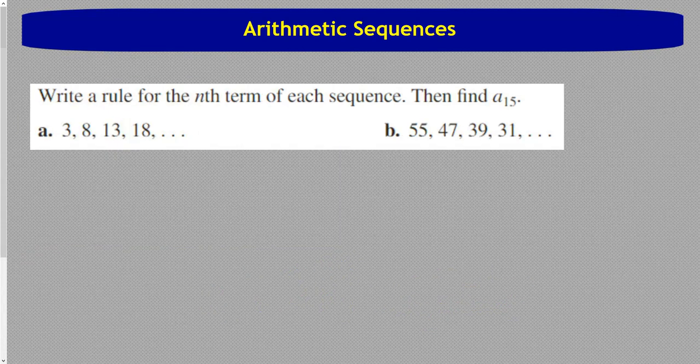So we're going to write a rule for each of these and then find a sub 15. So we have to find the common difference. What am I adding? Well, 3 to 8 is a difference of 5. Let's make sure that works all the way through. 8 to 13, that's 5, and 13 to 18 is 5.